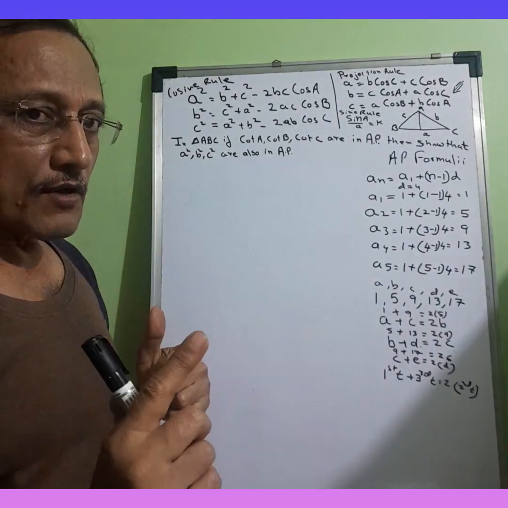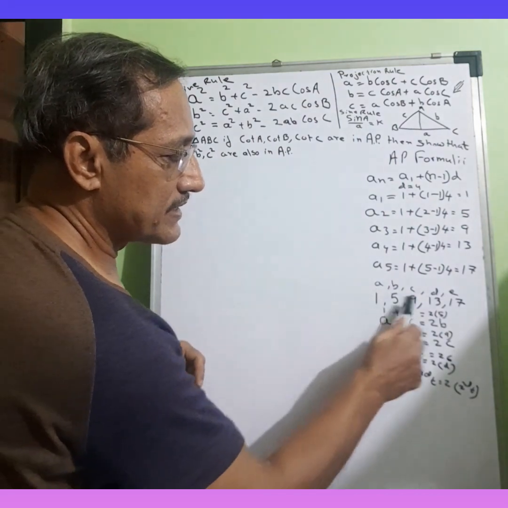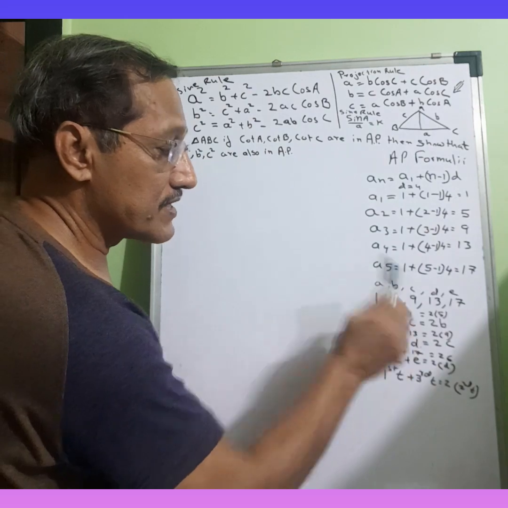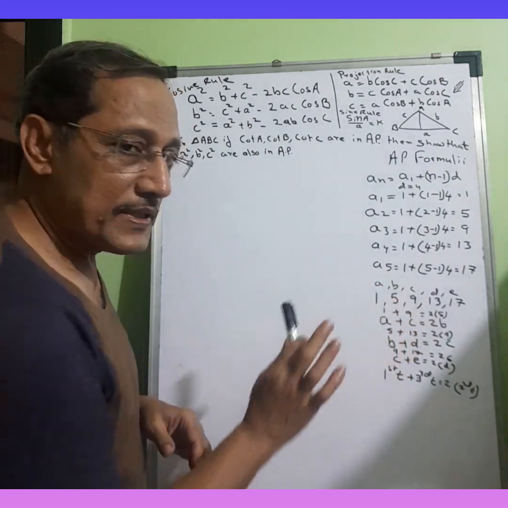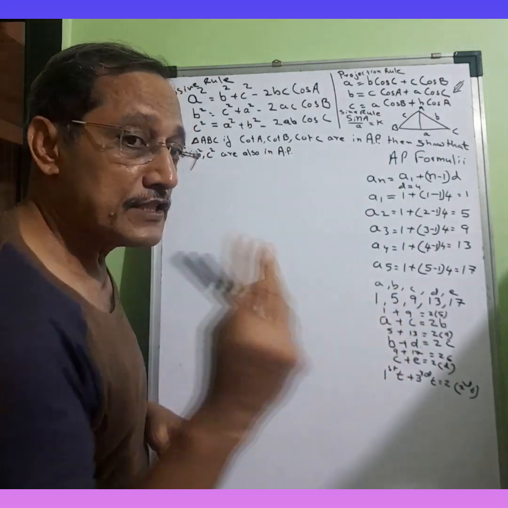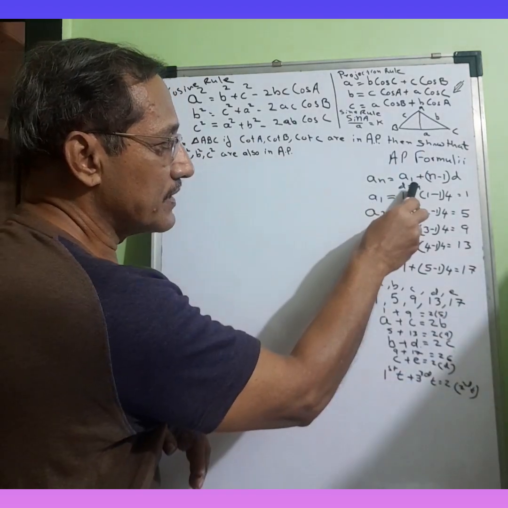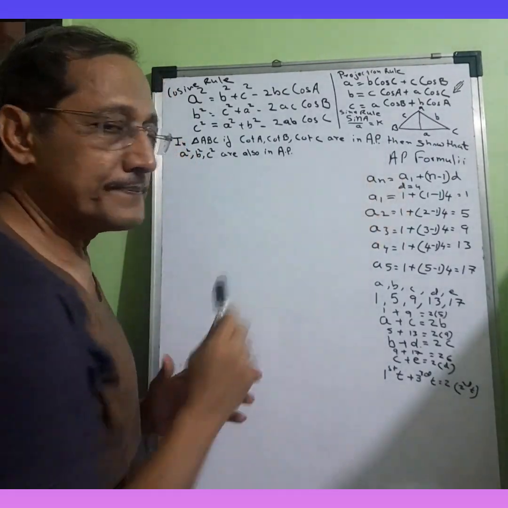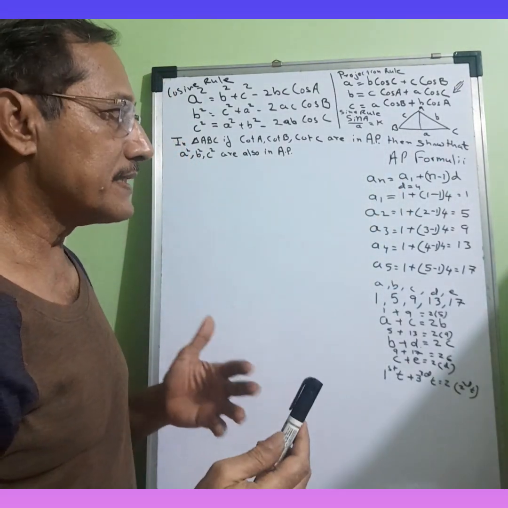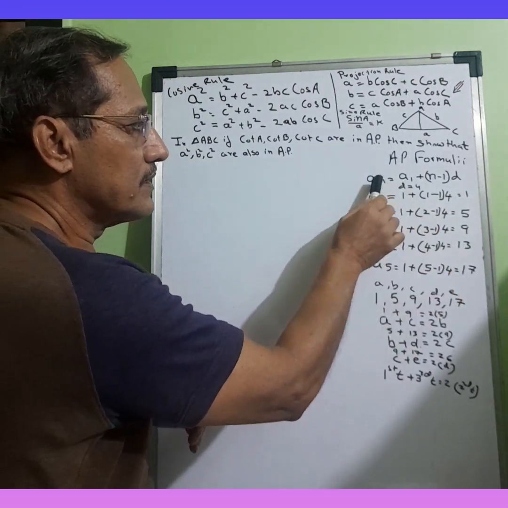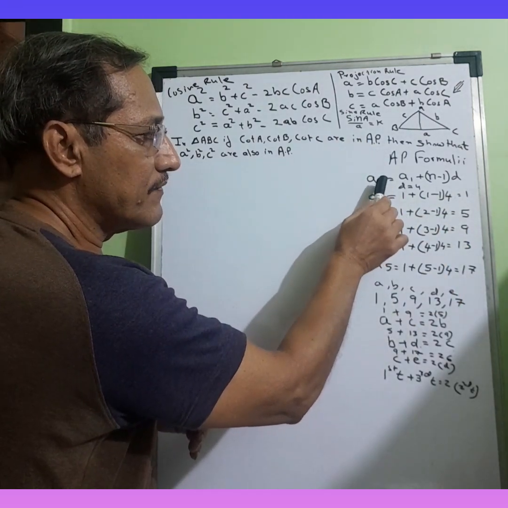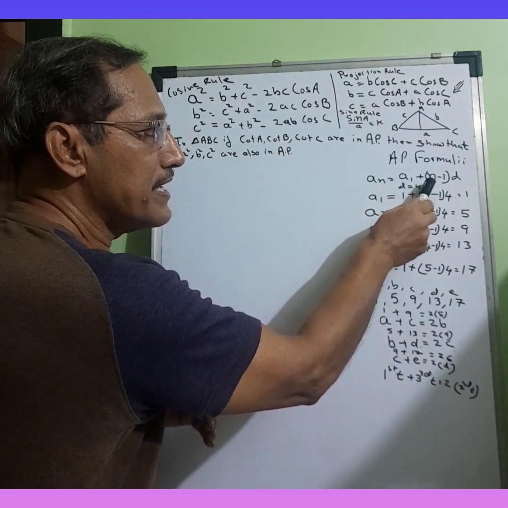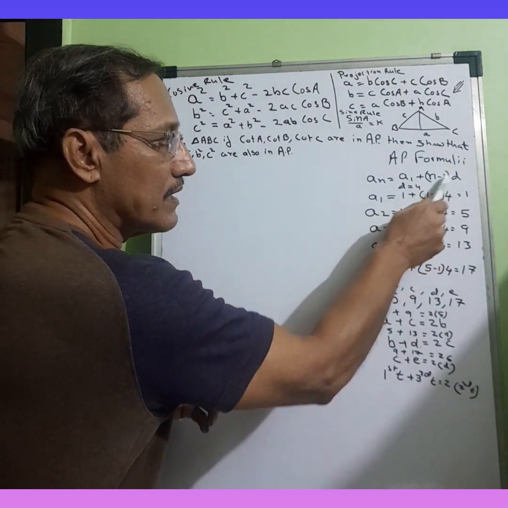So AP, whenever we talk about AP, obviously this is the example: 1, 5, 9, 13, 17. That is the difference, D, which is the same. The example that I have chosen has a difference of 4. Now this is a general formula that we use to find the nth term of an AP: a_n equals the first term plus (n minus 1) into D.